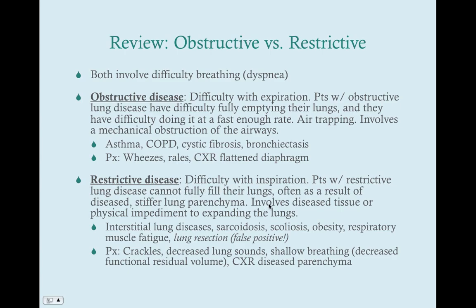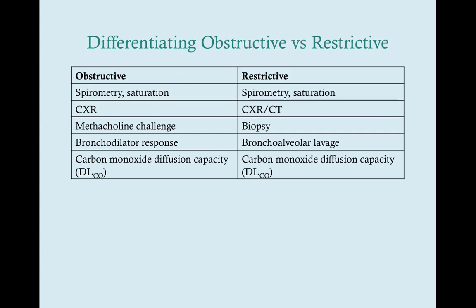Restrictive diseases are primarily parenchymal in nature. It's a disease of the tissue, stiffer lung parenchyma, or there's some kind of physical impediment or neuromuscular impediment. So interstitial lung diseases, fibrosis, sarcoidosis, scoliosis, obesity, respiratory muscle fatigue, or lung resection like I just mentioned. The things you can see in that, crackles, decreased lung sounds, etc. And we didn't talk about all of these, but these are some things that you can use in differentiating obstructive versus restrictive.